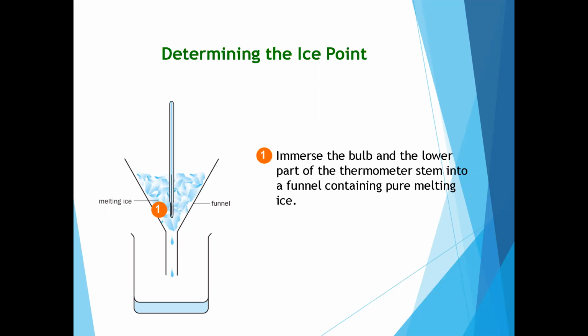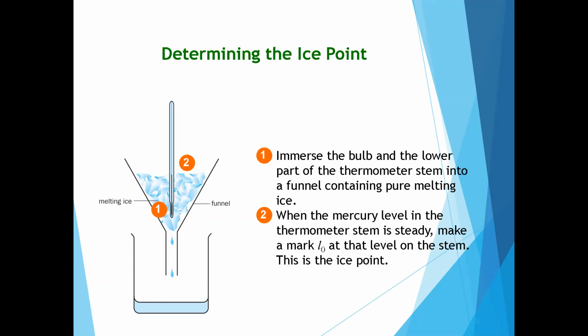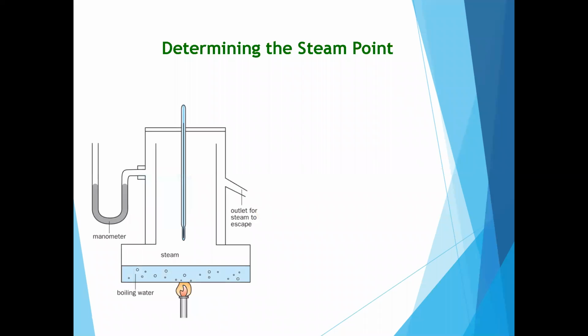So first I immerse the bulb, the lower part of the thermometer, into a funnel that has melting ice. Then when the level was steady, I made a mark L0, which means the length of the mercury thread at 0 degrees Celsius. That becomes my ice point. And so now what is left is the steam point.